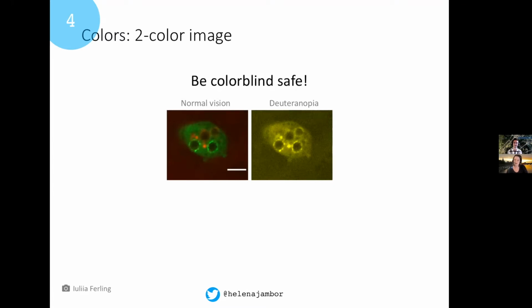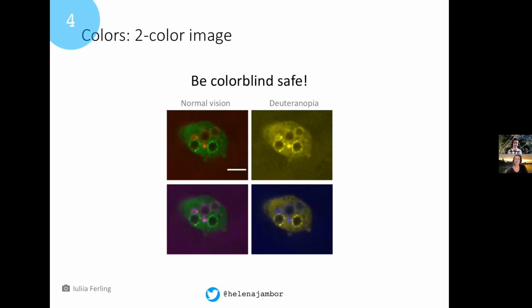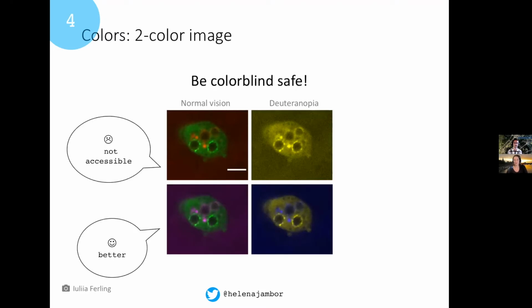So make sure also that your microscopy images are visible to people with color blindness. So the above one is not accessible to every person. The below one is better. And in Tracey's slides, for those who come later, there were some pointers on which tools you can use, like Color Oracle, to test that.